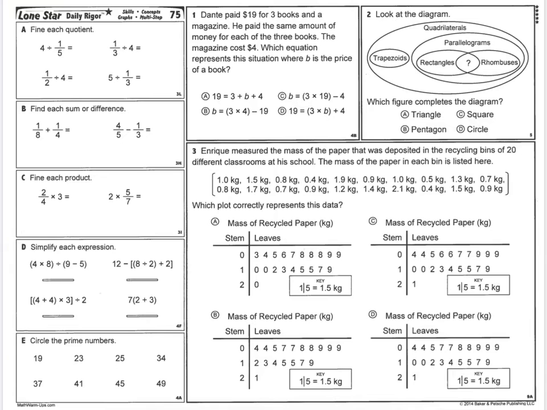Number 2 says look at the diagram. Okay, you've seen this diagram 1,000 times in class. What's the center of everything? That's what the question is asking. Which figure completes the diagram? And then 3, Enrique measures the mass of paper that was deposited in the recycling bins of 20 different classrooms at his school. The mass of the paper in each bin is listed here. Which plot correctly represents this data?